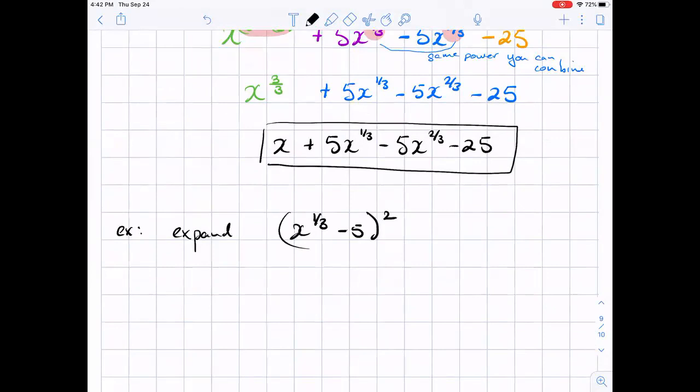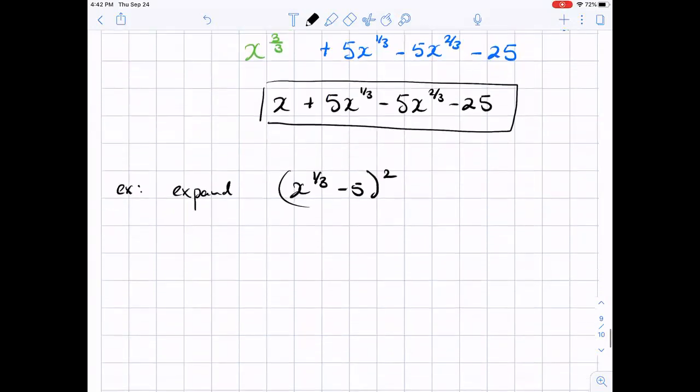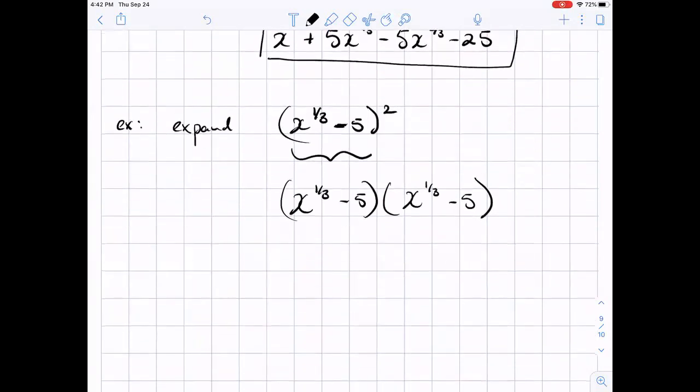So it is very common that since we know the rules of distributing the power on the outside to all of the powers on the inside, students tend to do this. But be careful. Keep in mind that anytime the operation between those two quantities is minus or add, you cannot distribute. So what this implies here is x to the 1/3 minus 5 times x to the 1/3 minus 5. That's what it implies. Okay? And now you FOIL it out.